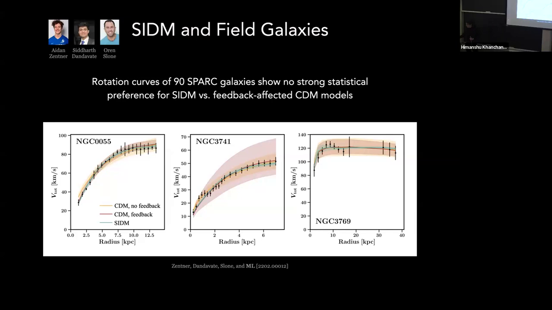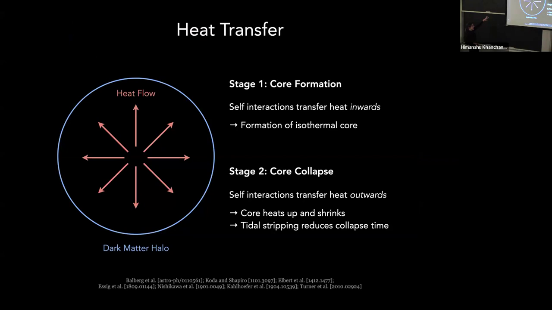Okay, cool. So the SIDM story doesn't end there, though. And this is the part that I find really interesting, which is you don't just stop at core formation. At a certain point, that's kind of an unstable state in the system. Then in the second stage, the direction of heat transfer changes. So the heat flow now moves outwards, and as that happens, your core ends up shrinking in size and heating up.